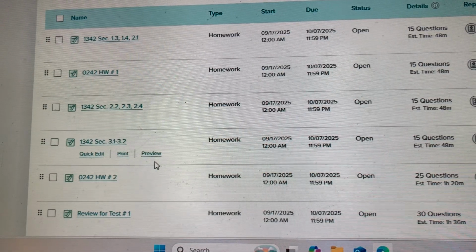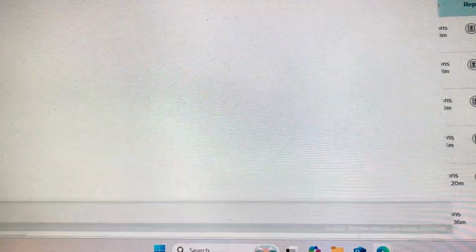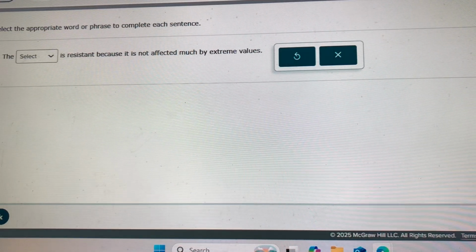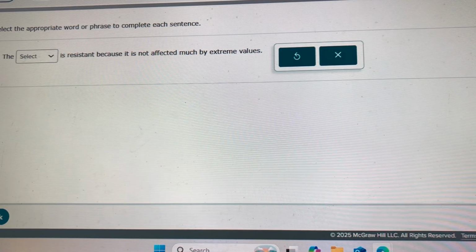Okay, so 3.1, 3.2 has 15 questions. Select the appropriate word or phrase to complete each sentence. The blank is resistant because it is not affected much by extreme values.